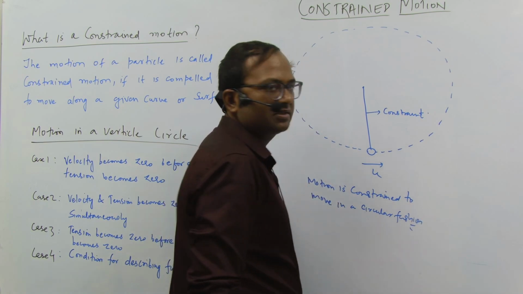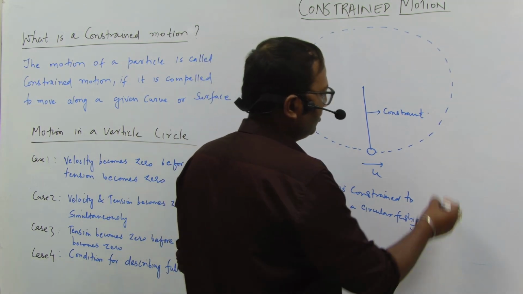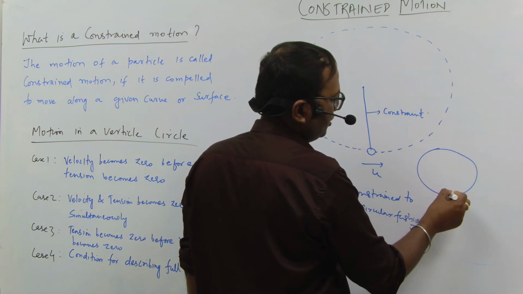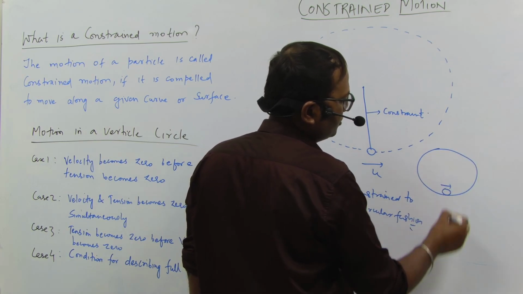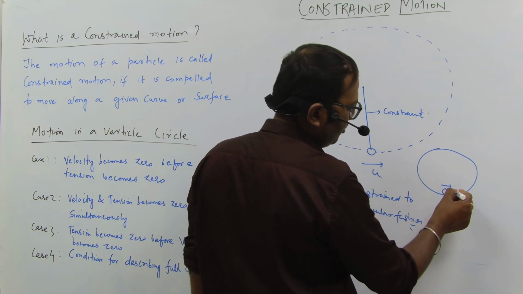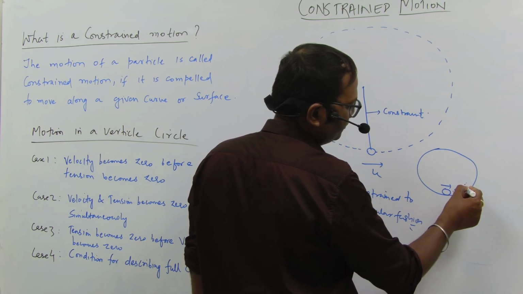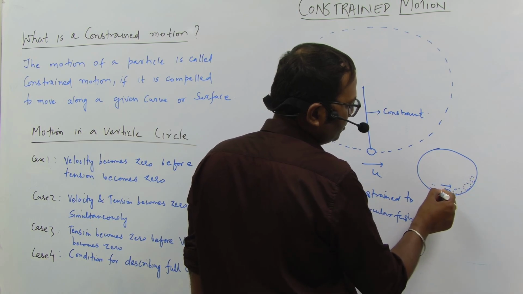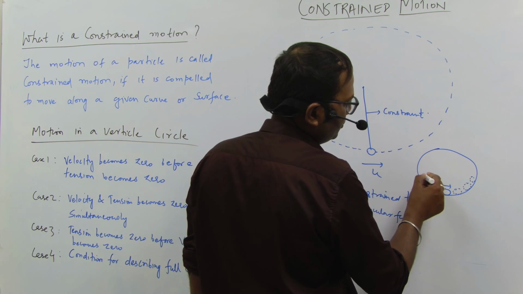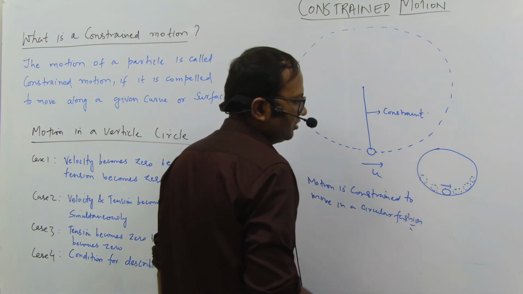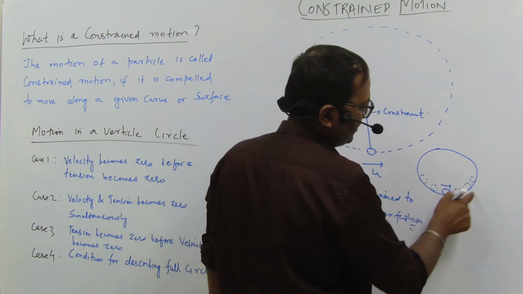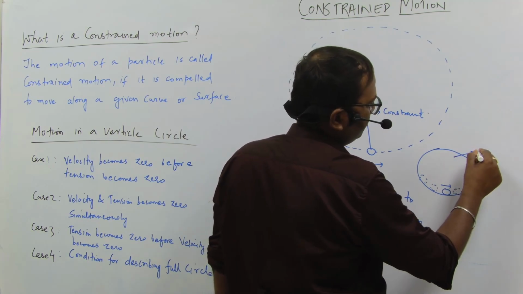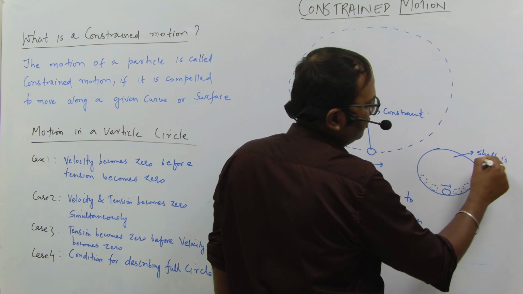Okay, let us take another example. Let us take a shell like this and put a ball here. Now we give a velocity u to this ball. This ball will move like this, along the surface of this shell. So the motion is constrained to move in this fashion. So this shell is a constraint here.